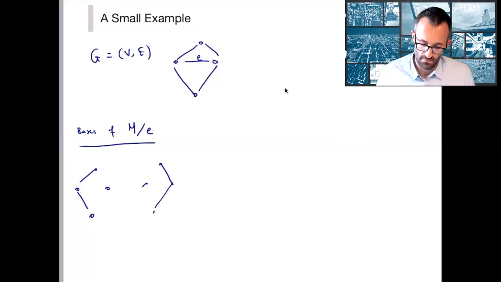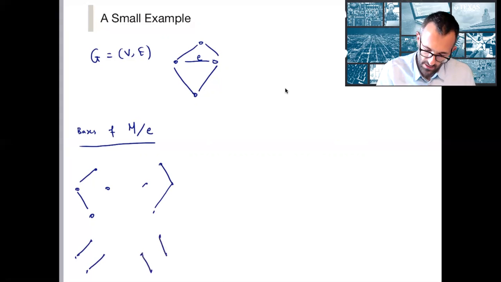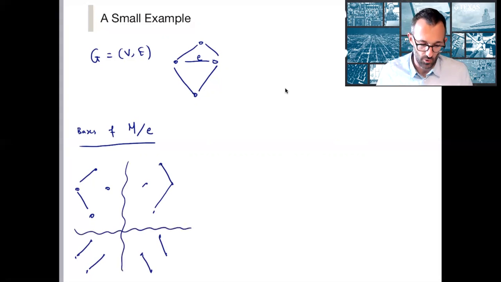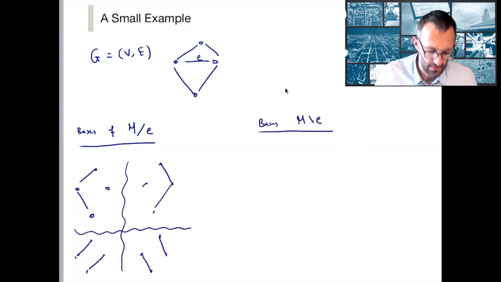This is another. Another base. And another base. So to make it a little more clear, what are the bases of M when I delete E? These are a little more straightforward, perhaps.